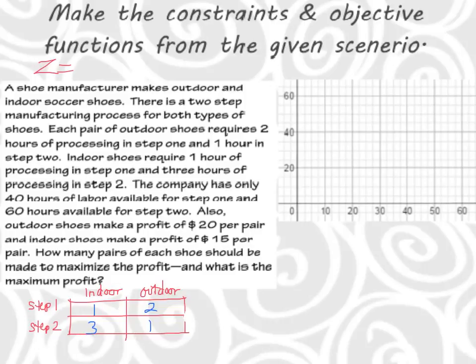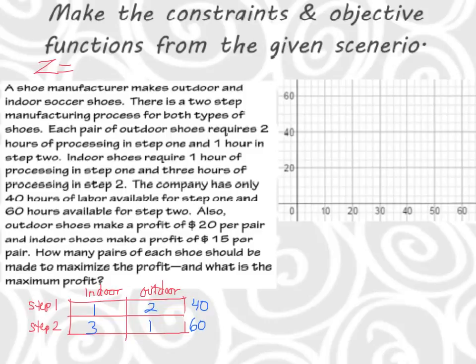All right, so we've got that organized, and here's where the constraint comes in. It says the company only has 40 hours of labor available in step 1. Okay, so step 1 right here has to max out at 40. I can't go over 40. And they only have 60 hours available for step 2. For whatever reason, for the employees or the equipment or whatever it is, that's where our constraint comes in.